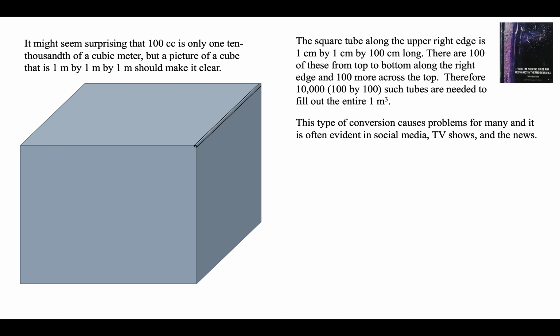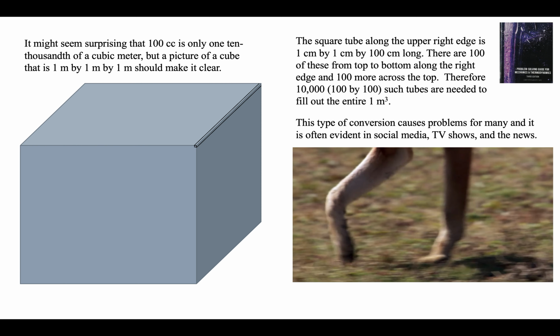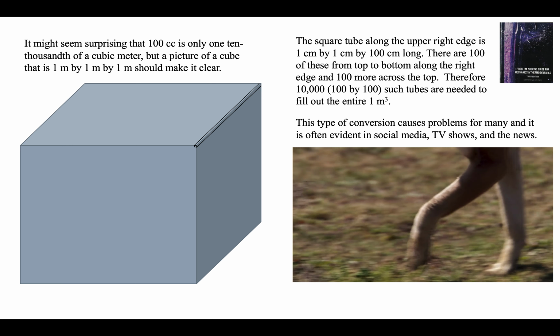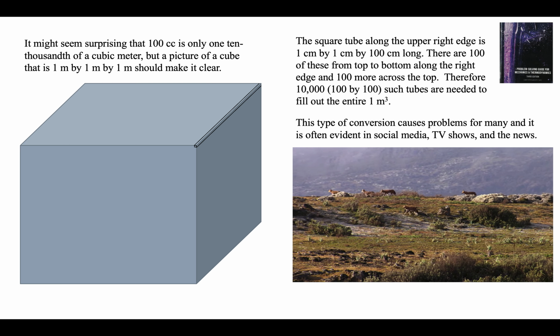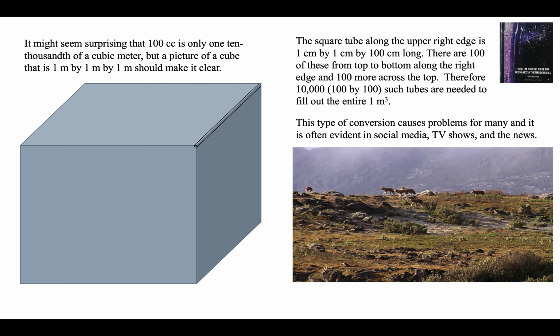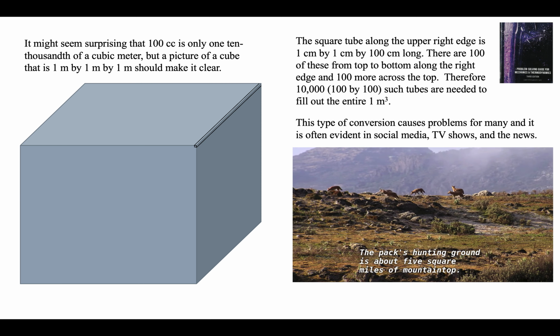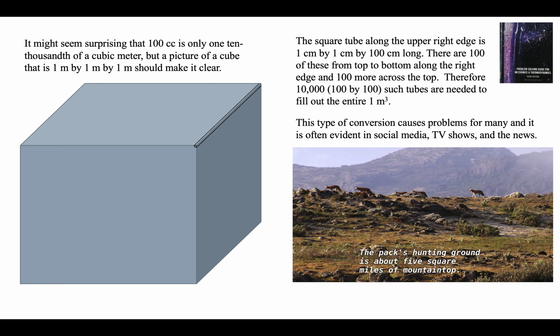And this is a very common problem. Here's a nature video about Ethiopian wolves. The pack's hunting ground is about 8 square kilometers of mountain top. So, David Attenborough, the narrator, says 8 square kilometers of mountaintop. And the caption says 5 square miles of mountaintop. The closed caption company converted the units, and they did a bad job.